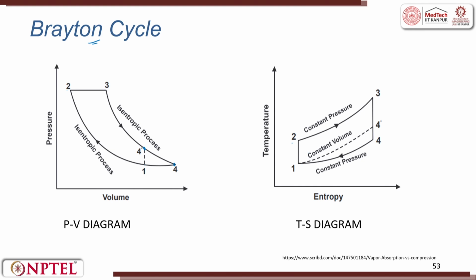If you go by the TS diagram, you can see here 2 to 3 is a constant pressure process, 3 to 4 is an expansion process, wherein I tap it at 4 dash, which is intermediate. From there I reduce it by constant volume going to 1, or the other option is to go down with a constant pressure. I maintain constant volume, it is 4 dash to 1. If I go with constant pressure, I come to 4 and then I go to 1. So, this is Brayton cycle.